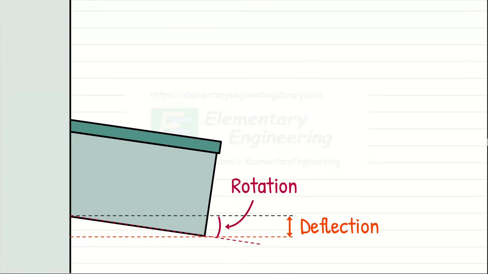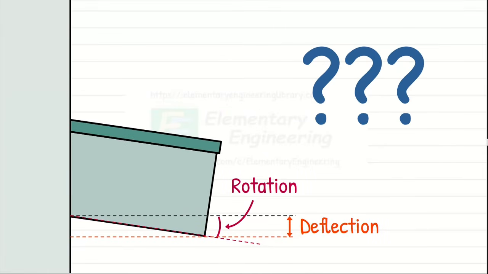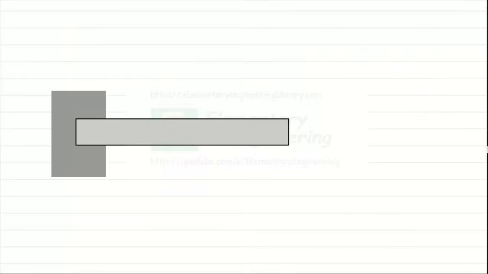So, how do we actually find these? How do we predict how much a beam will sag or how much it will tilt, even before we build it? Let's start with a simple case of a straight horizontal cantilever beam. We define an x-axis along the length of the beam, positive to the right, and a y-axis positive vertically upward, which will measure how much the beam deflects.